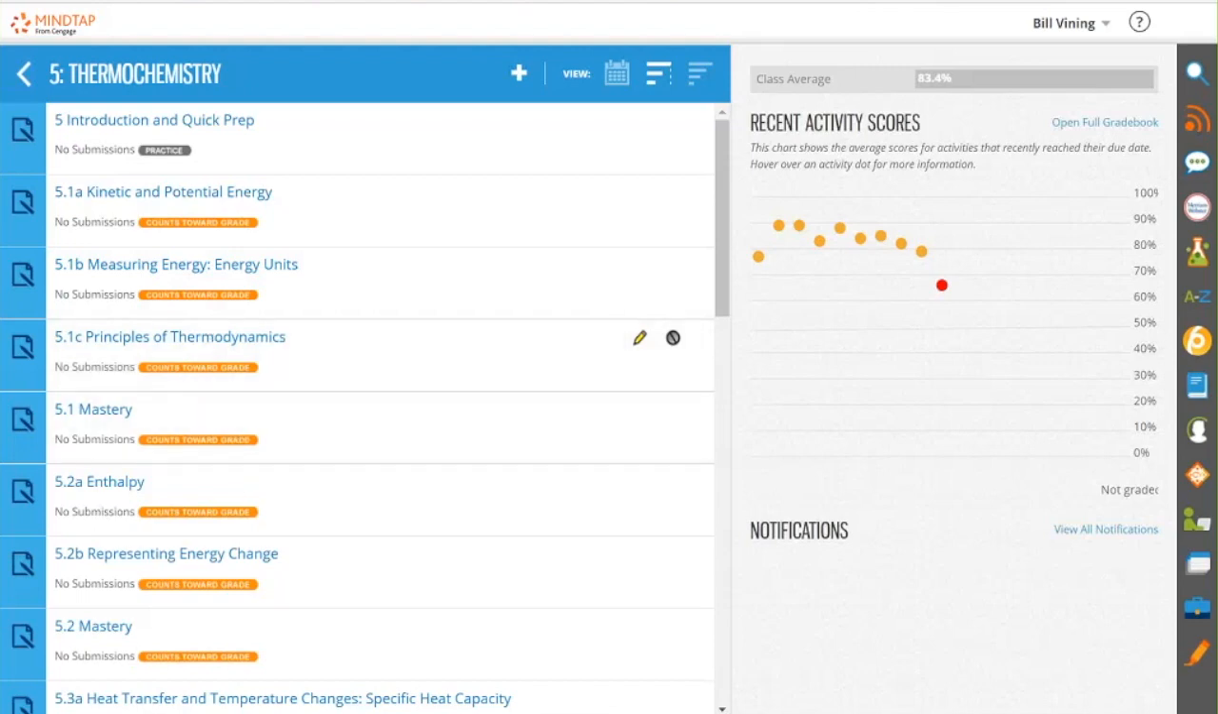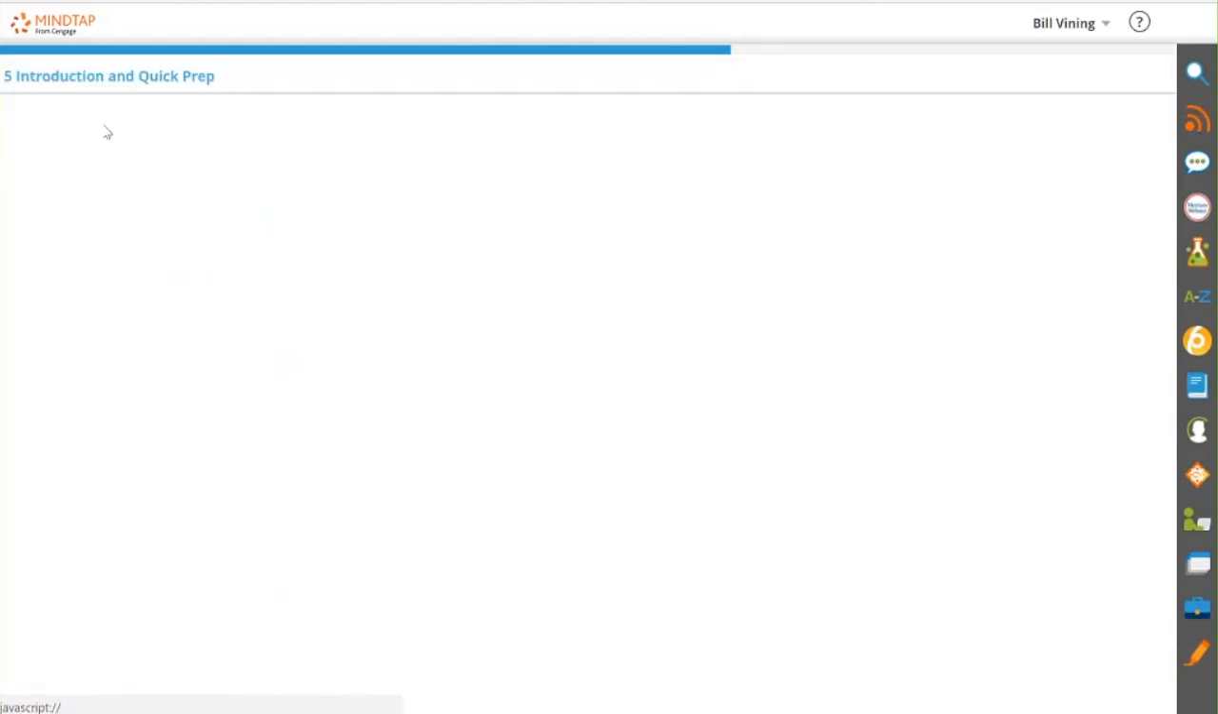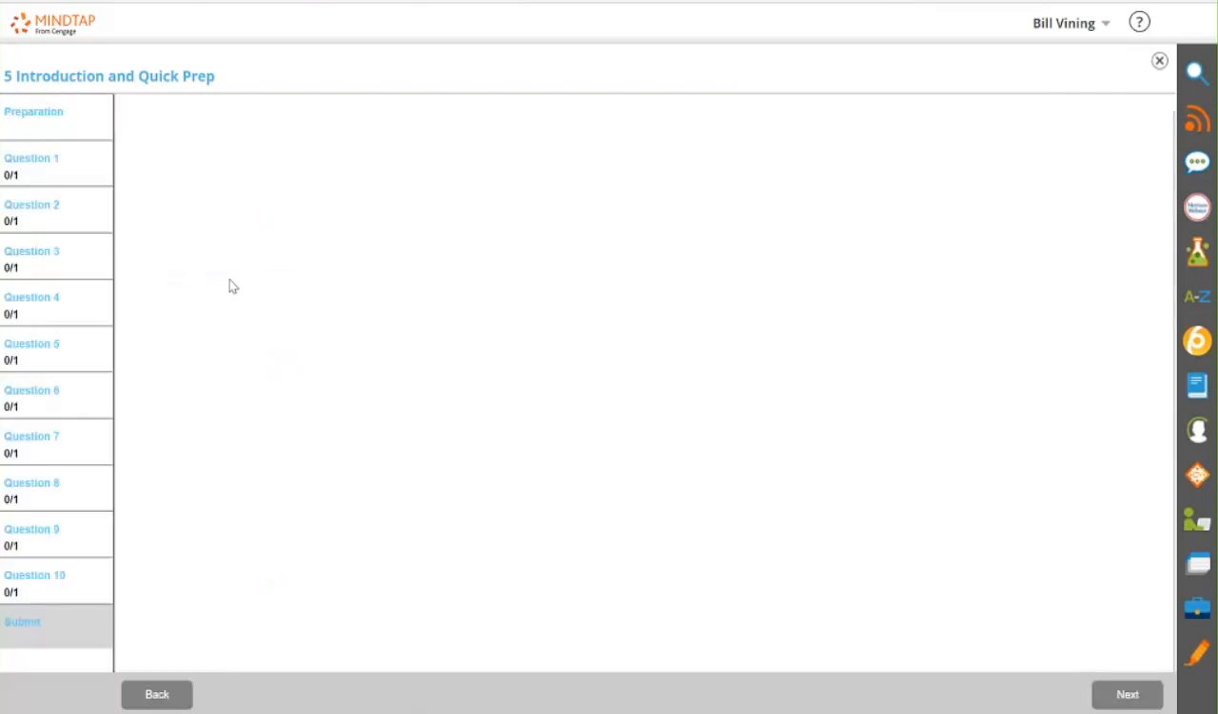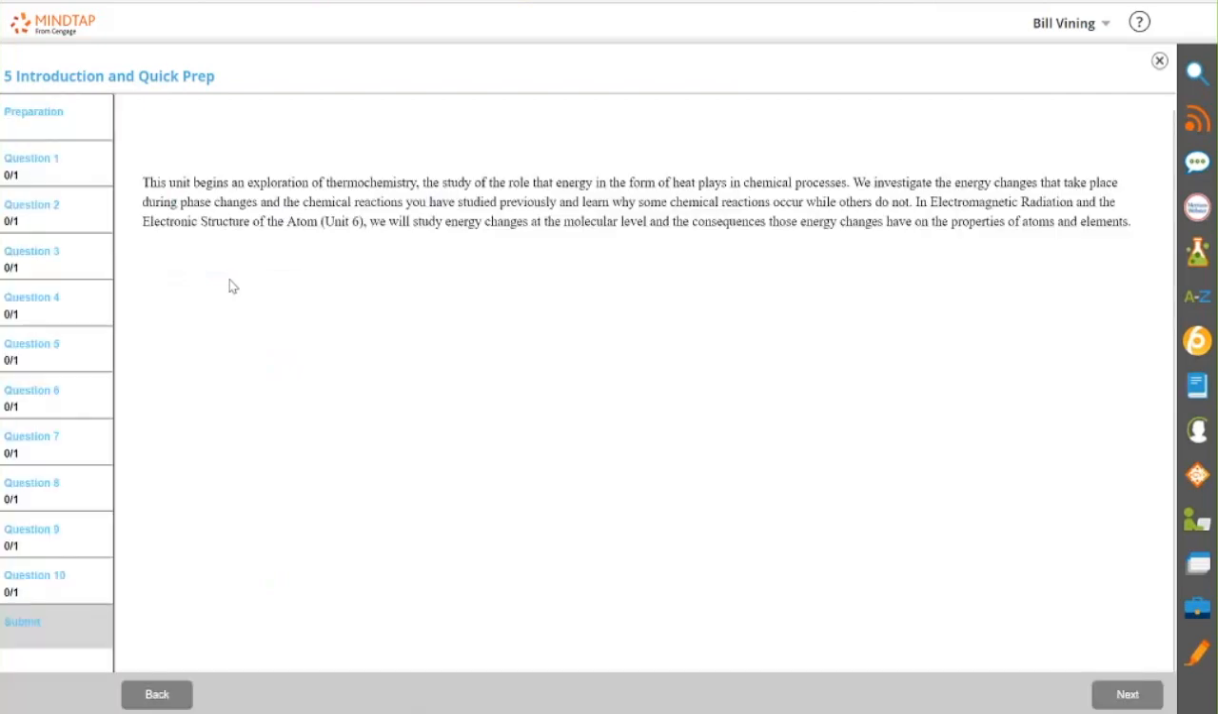At the beginning of each chapter there's an introduction and quick prep assignment. These are generally assigned for practice as opposed to for grade. That means they're optional, but you can change that if you want. It's a series of questions that revolve around things students should have learned either in earlier chapters or before even coming to college that will be useful for this chapter. There are 10 questions here.